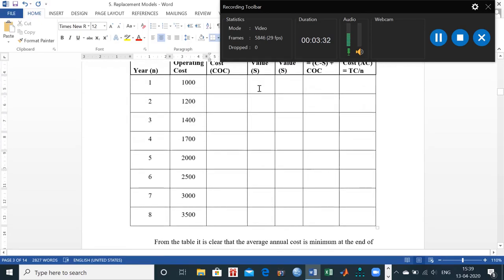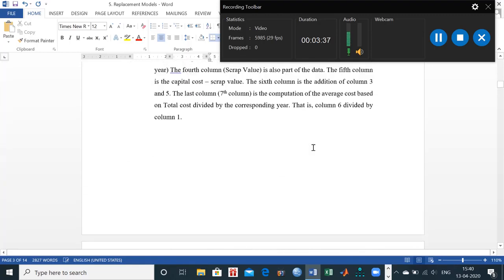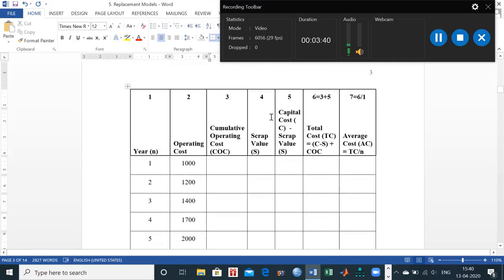So we enter the scrap value here, and then the fifth column is the capital cost, 10,000 rupees, minus the scrap value, that is column 4. And the sixth column would be the total cost, which is column 5 plus column 3. Column 5 is the capital cost minus scrap value, and column 3 is cumulative operating cost. And then the average cost here is column 6 divided by column 1, the total cost divided by column 1.